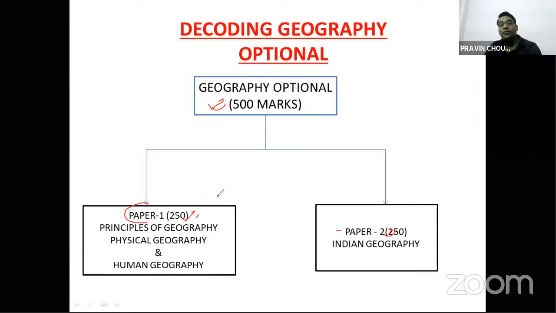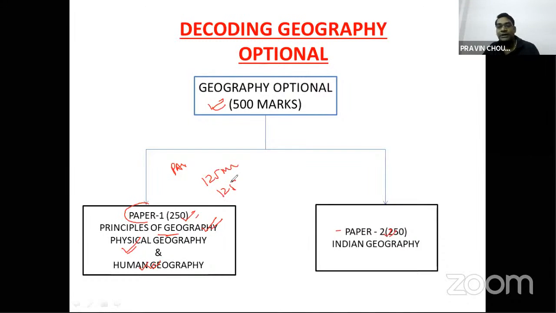Now you have to understand paper 1. Paper 1 is called the principles of geography, and it is divided into two parts. Part A talks about physical geography and part B talks about human geography. It means that 125 marks of questions will be from physical geography and 125 marks from human geography.